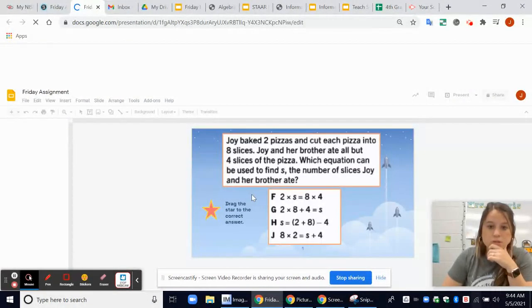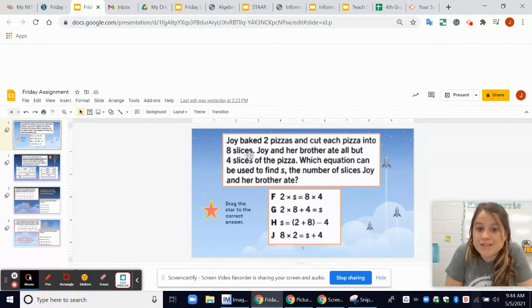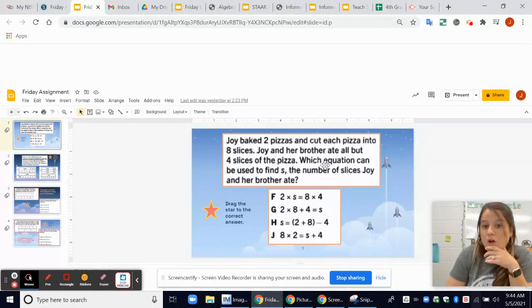So, looks like this. Okay, it's a word problem, kind of like the ones we practiced. Joy baked 2 pizzas and cut each pizza into 8 slices. Okay, so think about 2 whole groups. She's breaking them up into 8 slices. Joy and her brother ate all but 4 of the slices of pizza. Which equation can you use to find the number of slices Joy and her brother ate? So you'll have to think about how you would do the math. You don't have to solve. It's not asking you for the answer. It's asking you how would you get it.